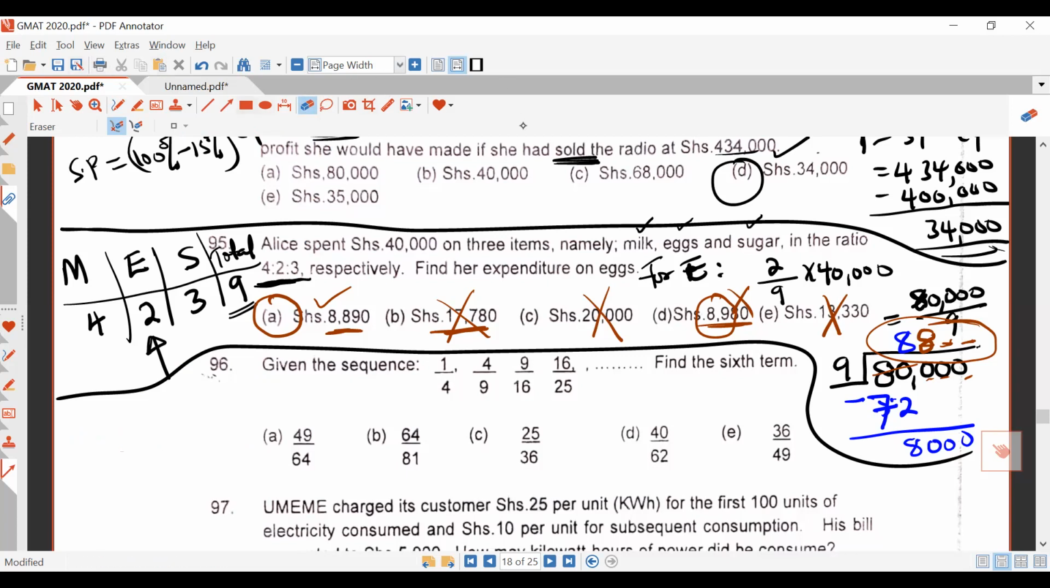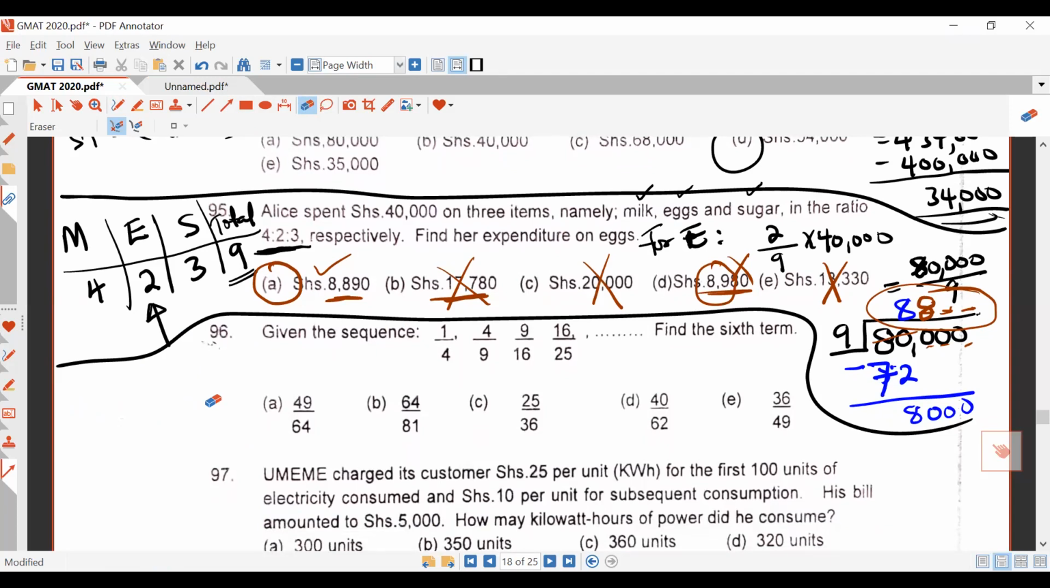The next number is 96. It is the same as what we just did. This is also a pattern, a sequence, and we just need to identify what they did here. Maybe someone can assist us. I know we've seen this paper already, so you've gone through it. In case you've done something and you feel like it will be taking us time, I can skip it.